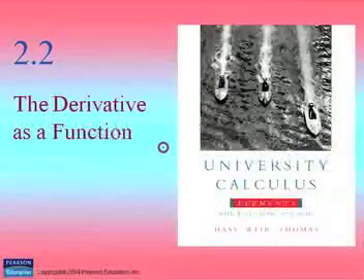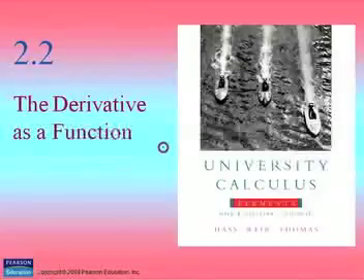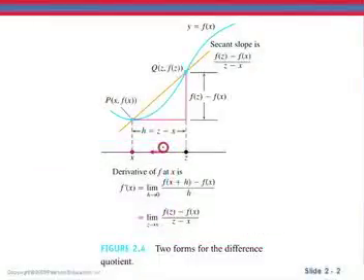Now we want to look at the derivative as a function. Instead of finding the derivative at specific points, we want a function that will define the derivative at any given point. Now remember, the way we found the derivative at a point was we were looking at the secant line and taking the limit as h approaches 0, or as the points got closer and closer together, the secant line would approach our tangent line.